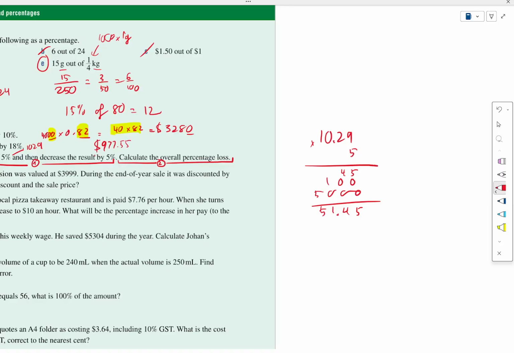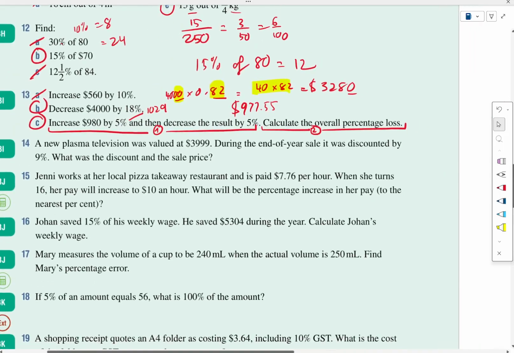Now, let's move on from that part. Let's calculate the next part. Overall percentage loss. How do we get overall percentage loss? Minus 985, 977.55. Okay. And then what's the next step? Oh, and then you divide that by 980. Yeah. Okay. Yeah, let's find that.